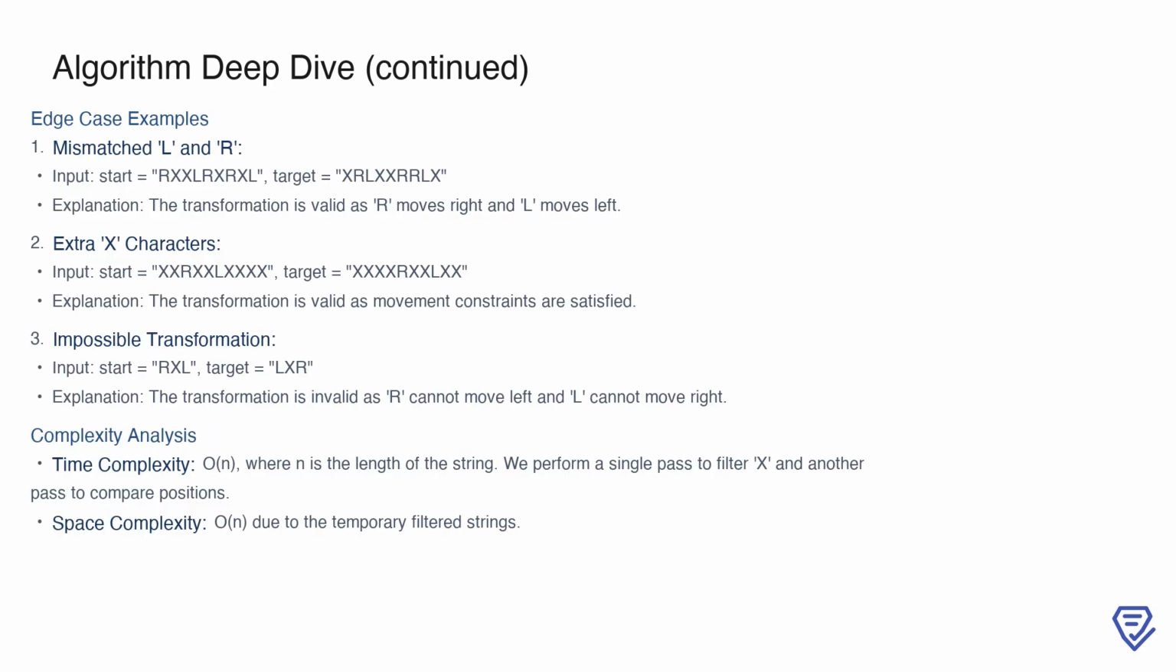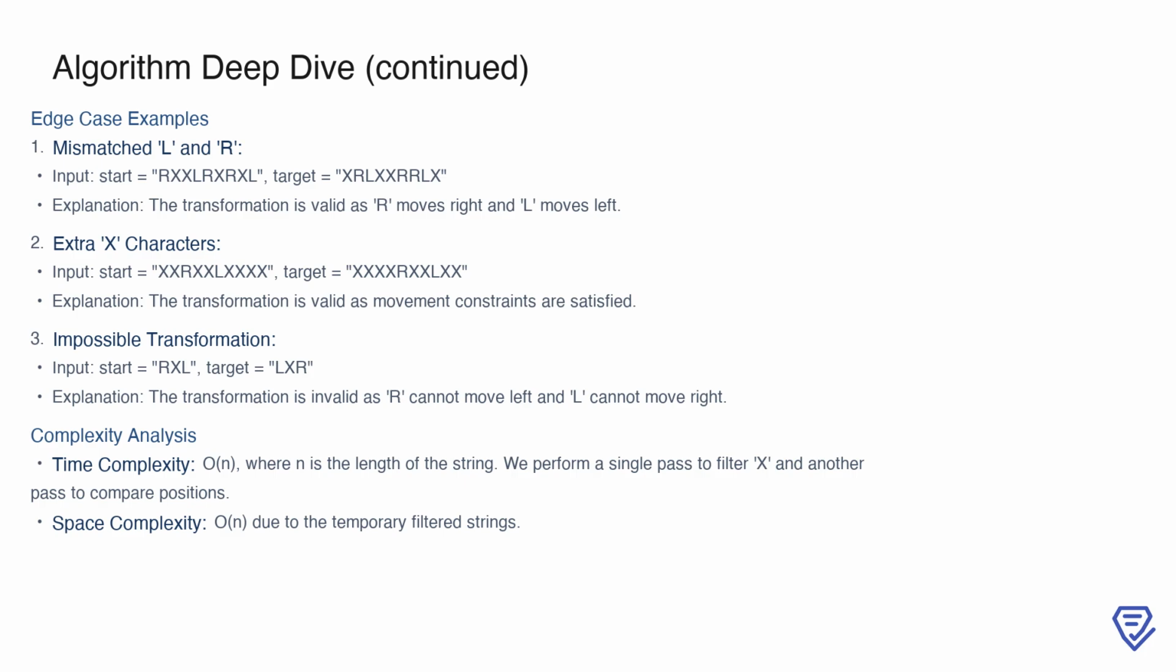To solidify our understanding, let's examine a few edge case examples. In the first example, where start is RXXLRXRXL and target is XRLXXRRLX, the transformation is valid. Here, R moves to the right and L moves to the left, adhering to the movement rules. In the second example, with start as XXRXXLXXXX and target as XXXXRXXLXX, the transformation is also valid. The extra X characters don't interfere with the constraints, allowing the R and L to move appropriately.